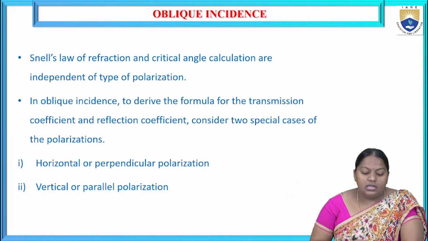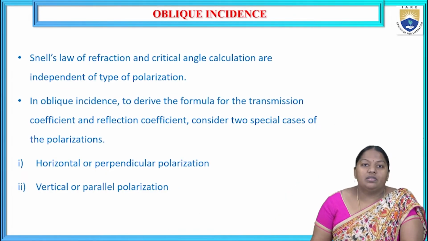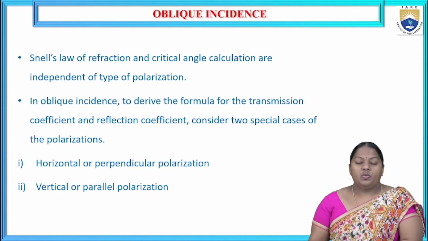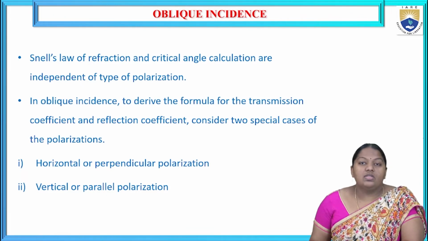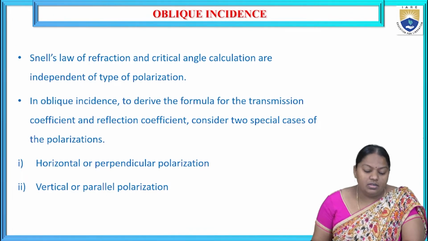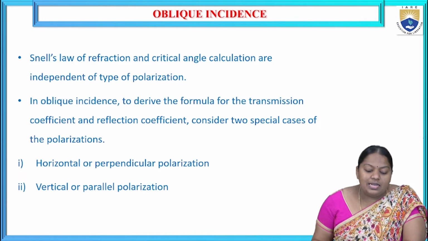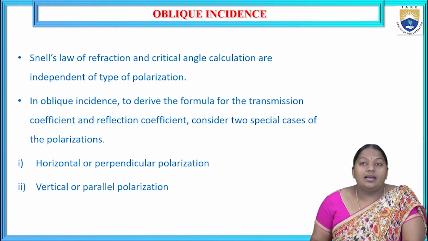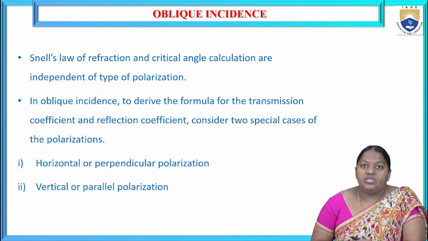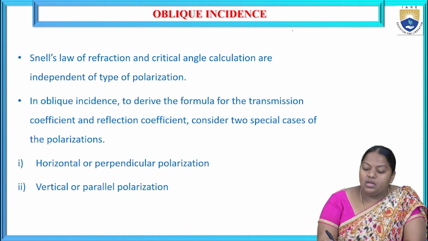Before going to learn about oblique incidence with perpendicular polarization, which is also called horizontal polarization, let us note first that Snell's law of refraction and critical angle calculations are independent of the type of polarization. As we know, we have discussed the types of incidence in the previous lectures.